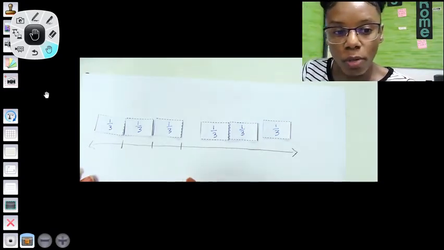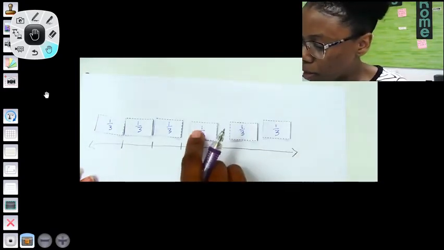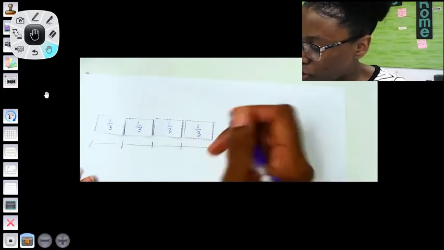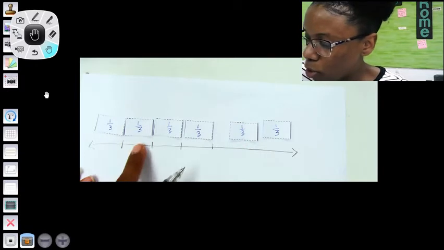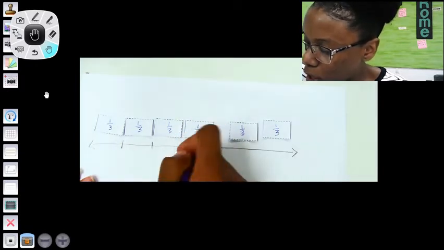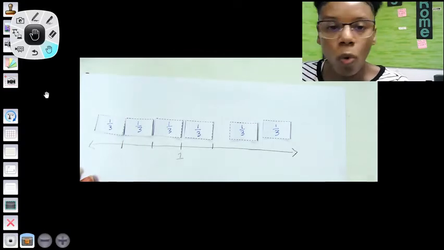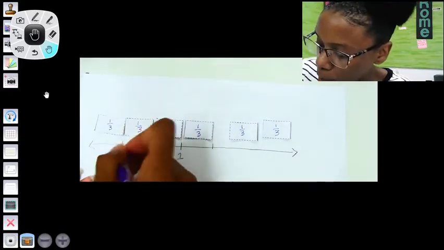I'm going to scoot it over because we don't want space. Space makes our measures inaccurate. So that's 1/3, 2/3, 3/3. That could also be called one whole. Okay, so let me label that for you.